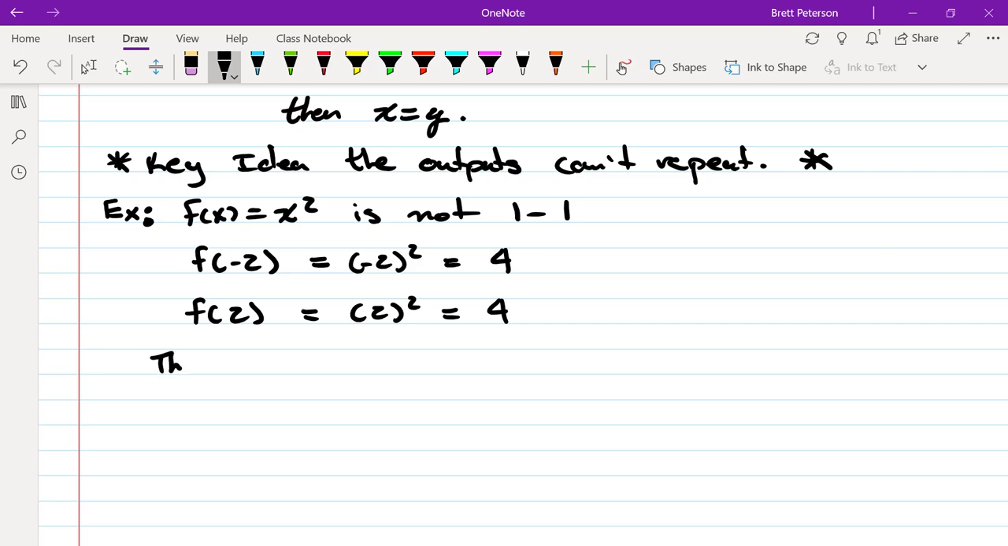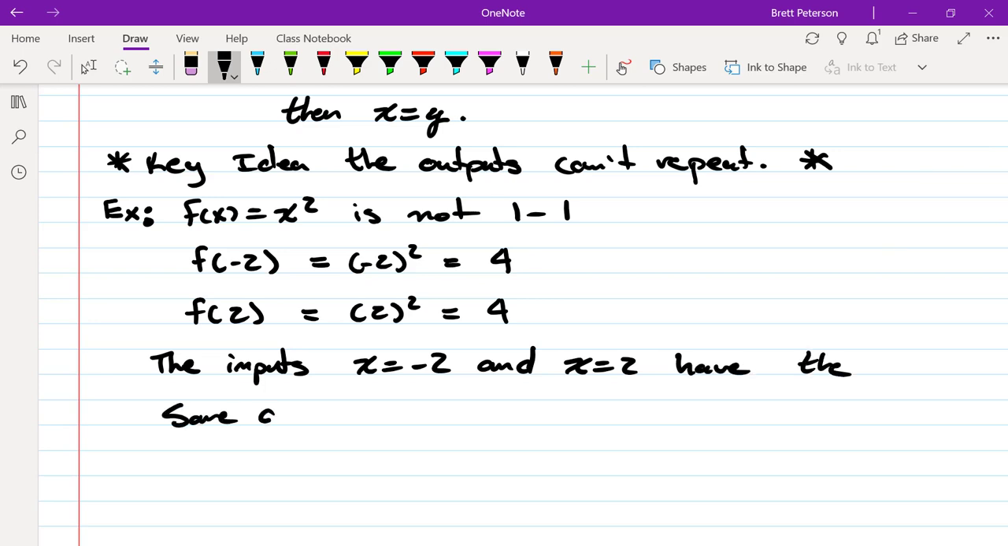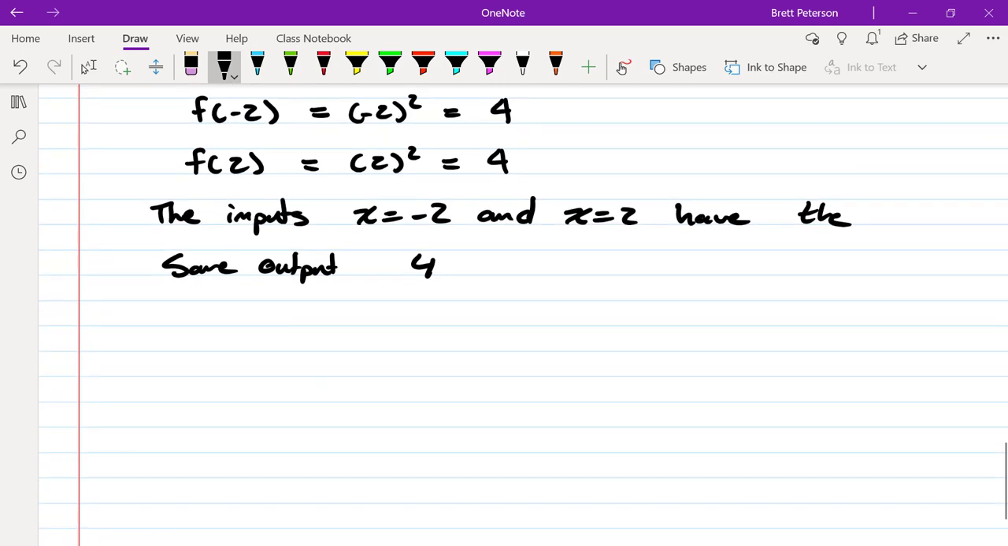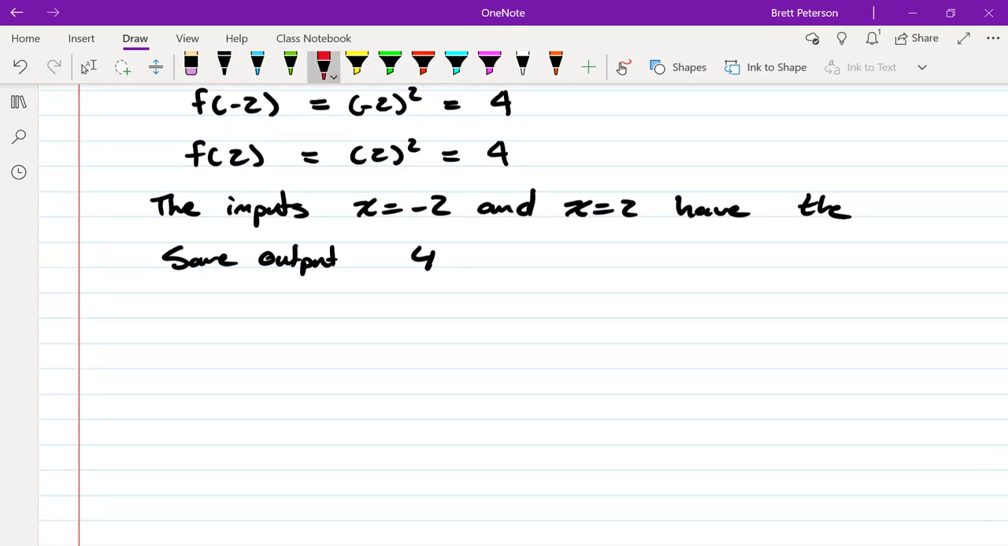So the inputs x equals -2 and x equals 2 have the same output, namely 4. So this is not a one-to-one function. So graphically, this can be summarized in what we call the horizontal line test.